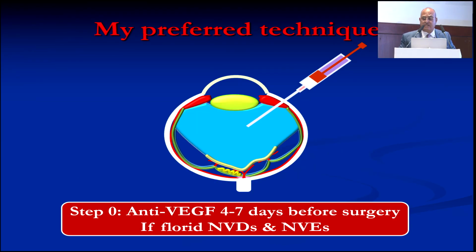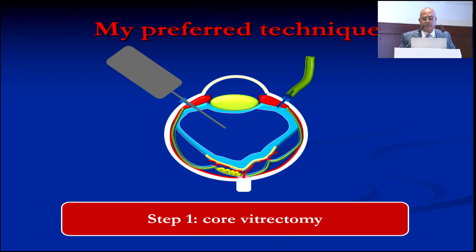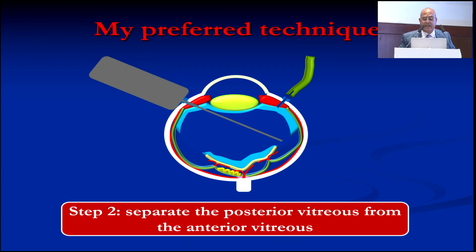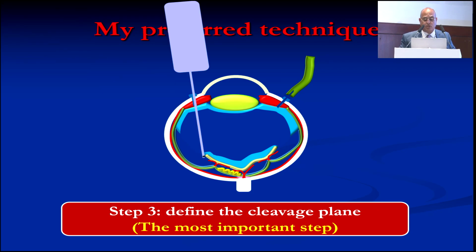My preferred technique, step 0, I always do this even if only in few cases: I inject anti-VEGF a few days before surgery. This makes the membranes crispy and easily removed. During surgery, the first step is to remove the core of the vitreous with all of the blood. Then, this is very important, to separate the central vitreous from the peripheral vitreous. This allows you to work on the central vitreous without causing traction on the periphery or causing iatrogenic breaks.